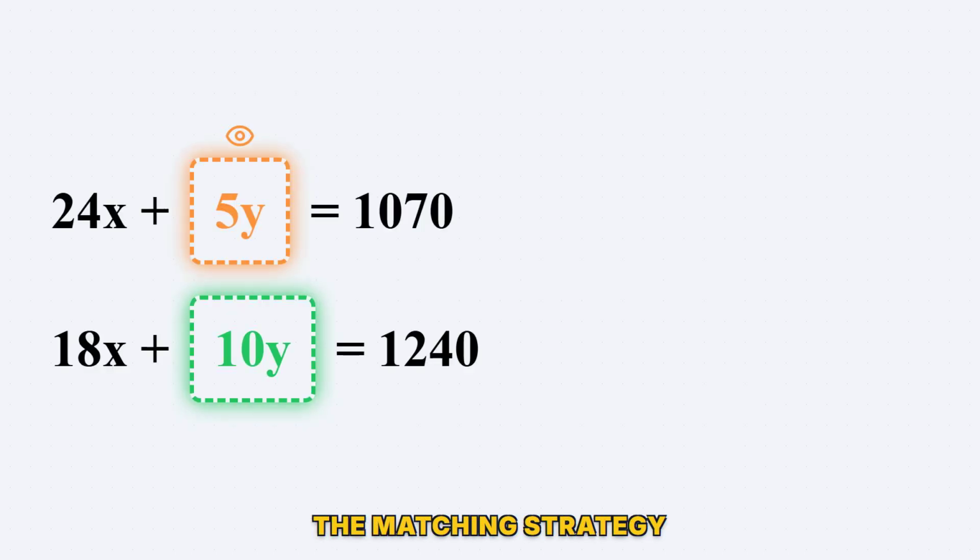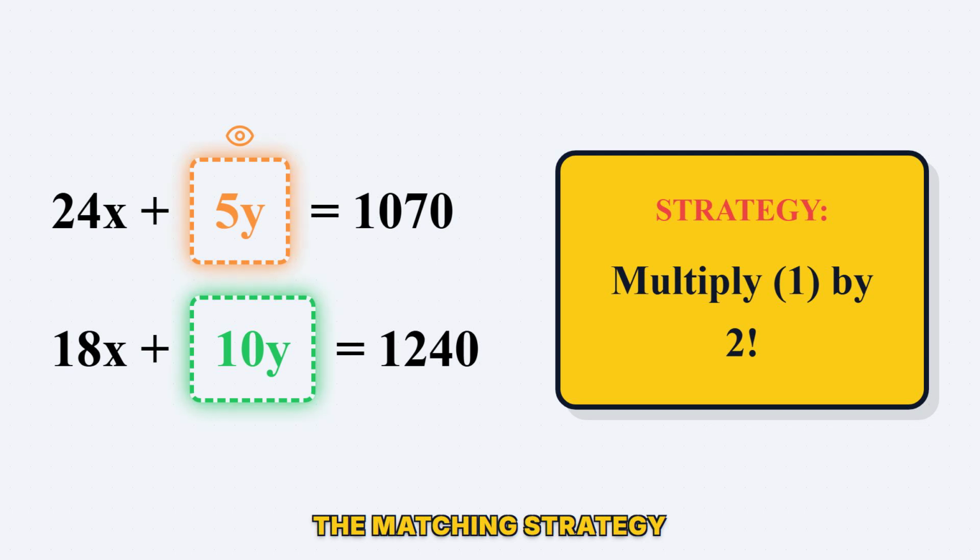We want to use the elimination method to cancel out an unknown. Look closely at the y coefficients. We have a 5y on top and a 10y on the bottom. If we multiply equation 1 by 2, our y variables will match perfectly at 10y.